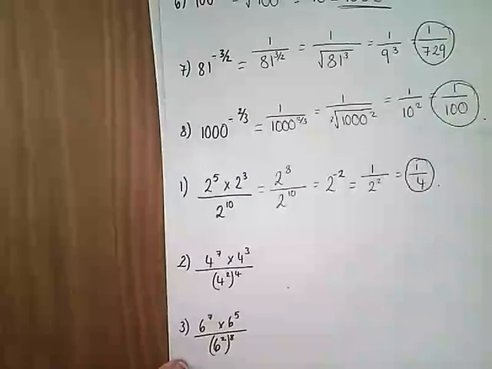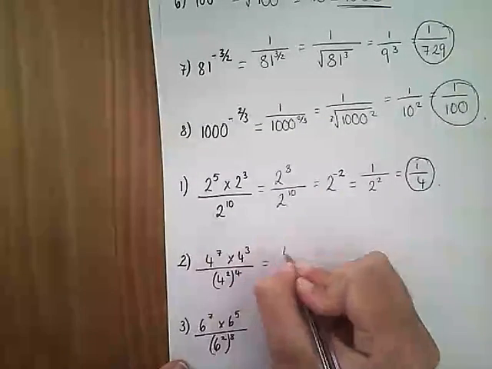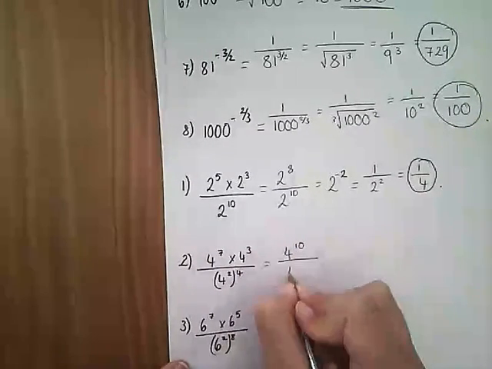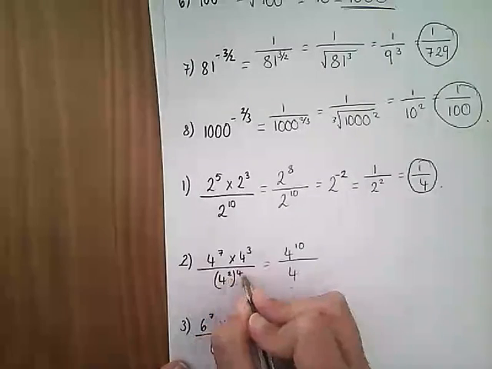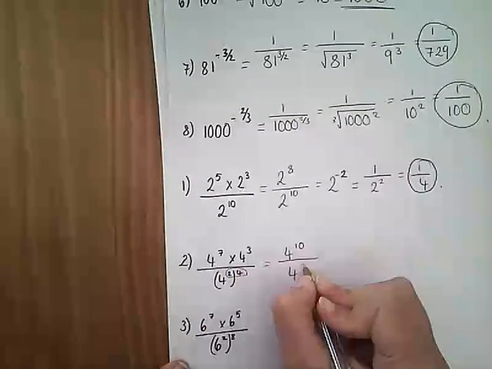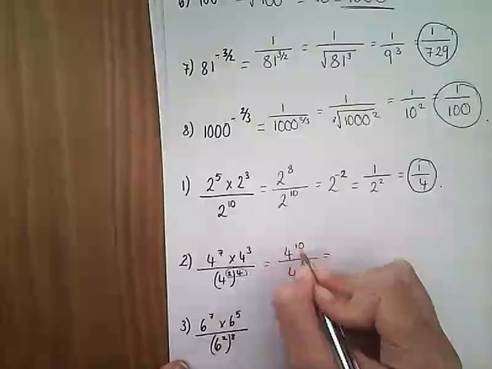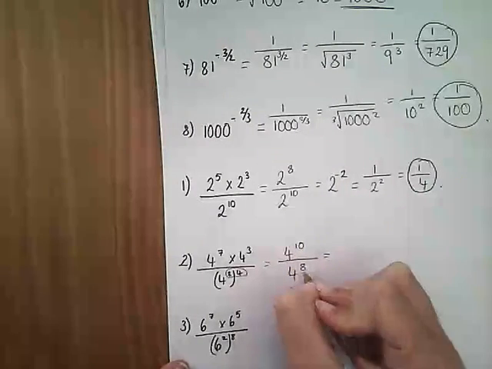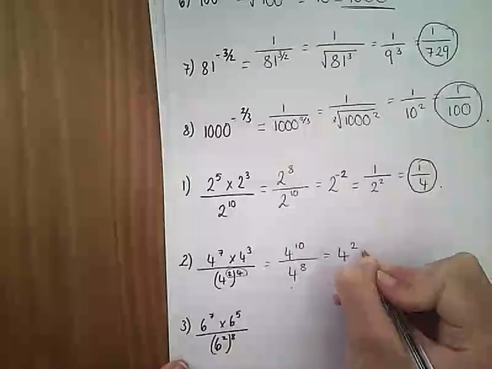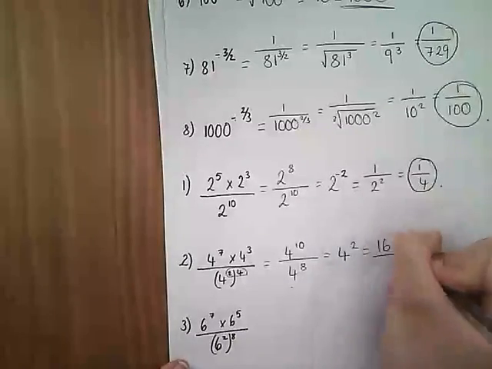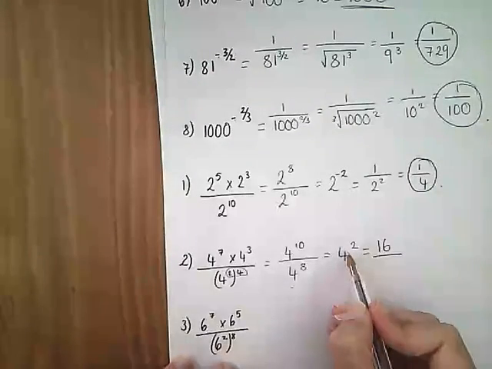Okay, similarly here, 4 to the 7 times 4 to the 3 is 4 to the 10. 4 to the power of 2, all to the power of 4, you times your powers, so it's 4 to the 8. 4 to the 10, sorry, divided by 4 to the 8, subtract your powers, is 4 squared, that is 16. No 1 over there because there is no minus, don't get confused.